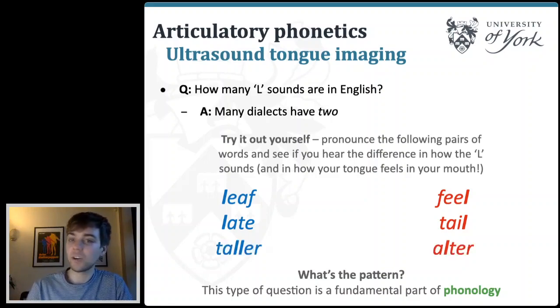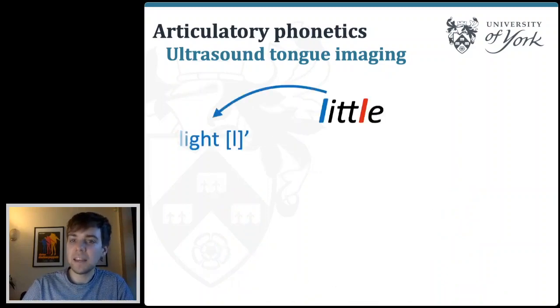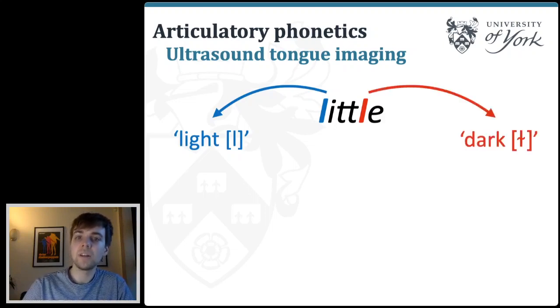Here we have the words taller and alter. And they show that same kind of alternation, but here they're both in the middle of the word. So I won't give you the answer, I'll let you mull that one over, but it's quite a complex pattern in English. And really it's the difference in what we call the light L and the dark L. So L versus L. And we see them both appear in this word little.